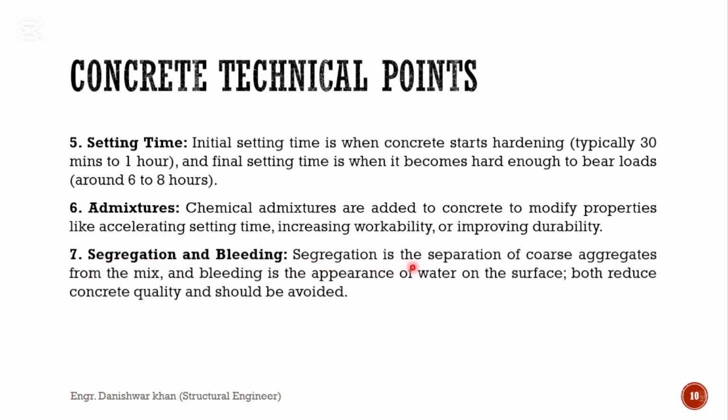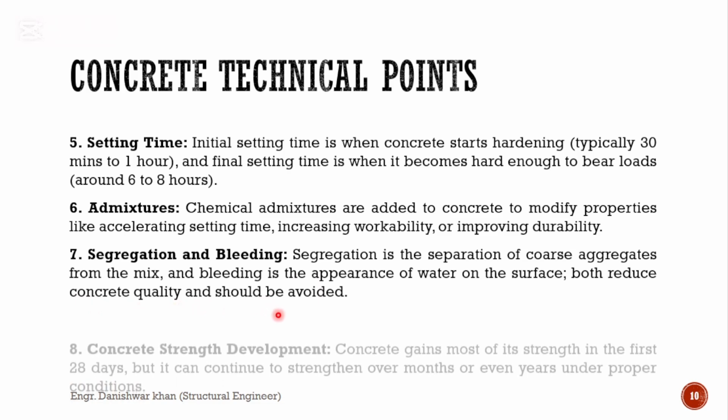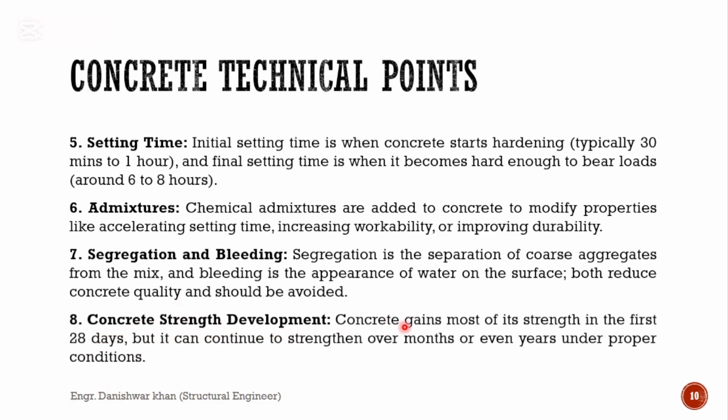Segregation and bleeding. Segregation is the separation of coarse aggregate from the mix, and bleeding is the appearance of water on the surface. Both reduce concrete quality and should be avoided. Concrete strength development. Concrete gains most of its strength in the first 28 days, but it can continue to strengthen over months or even years under proper condition.